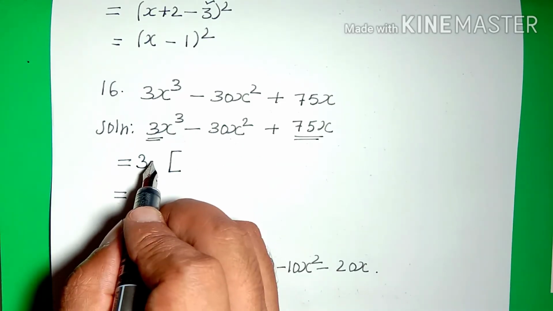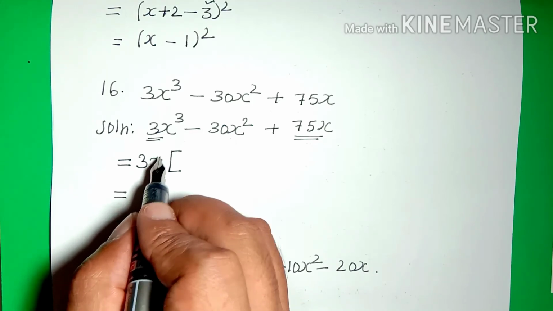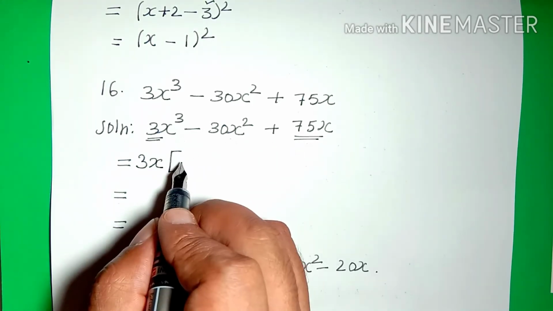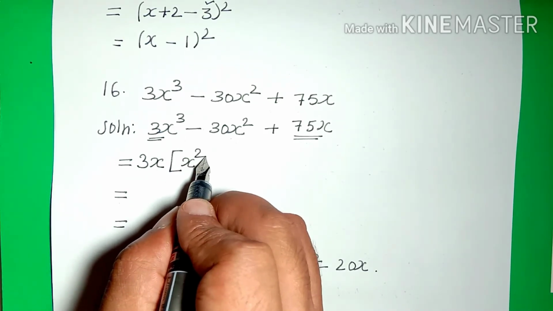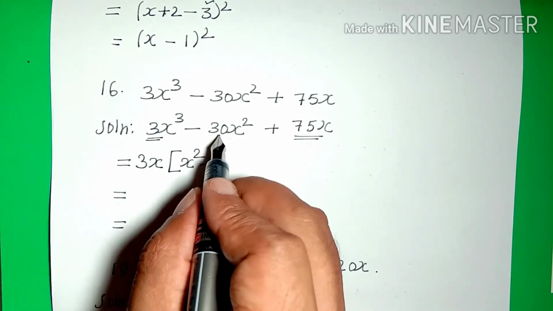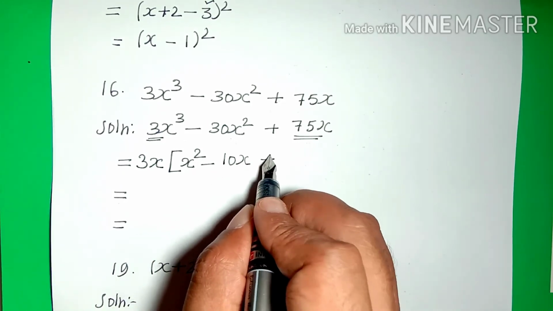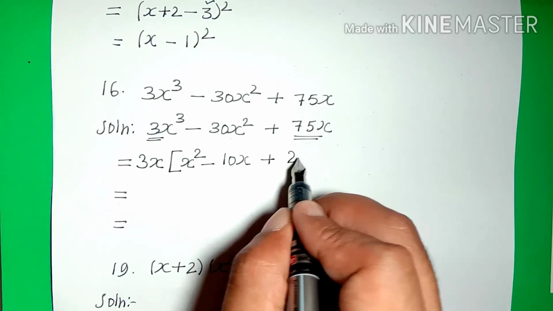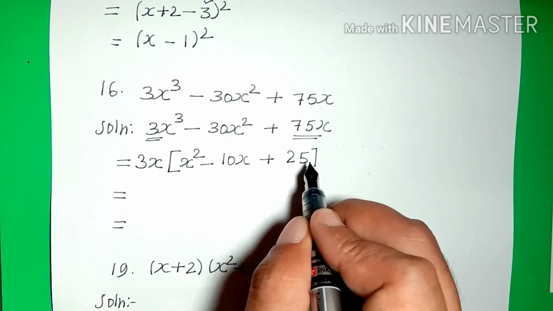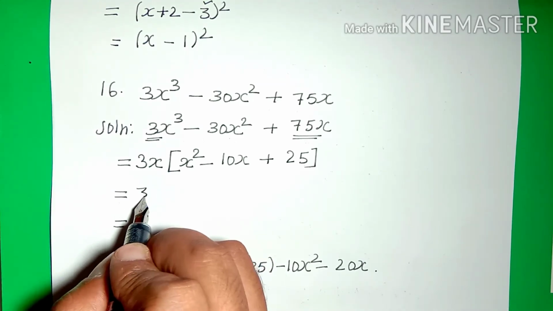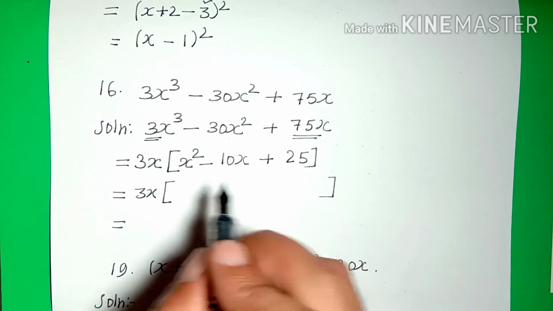So we are taking here x common. So after taking 3x common from these three terms, we are left with, from the first term, only x squared minus 10x, plus 25. So that means here, again we drop here 3x. Now you'll have to work on this expression here.